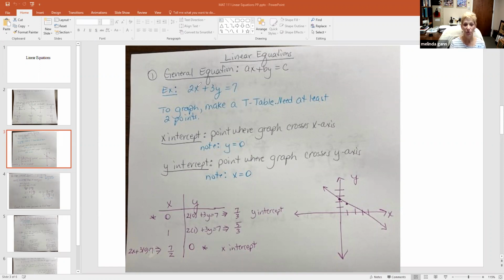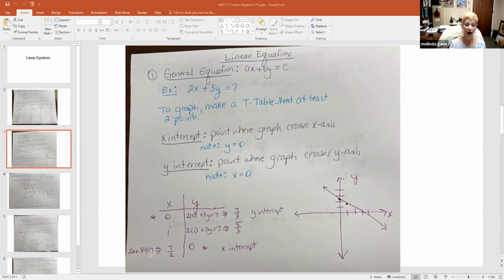I let x be 0 because that's easy. When you let x be 0, remember that 2x is going to go away, and that just leaves you 3y is 7. So when you divide both sides by 3, y would come out to be 7/3. So that's how I got 7/3 right there. So I graph 0, 7/3. So 0 and then 7/3, remember, is about 2 and 2/3.